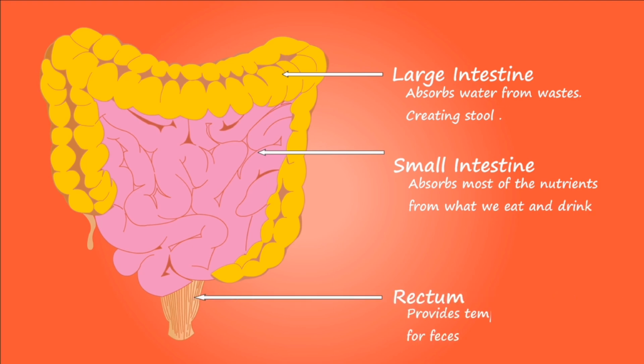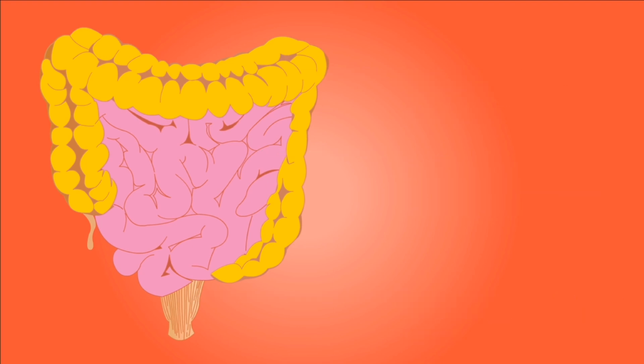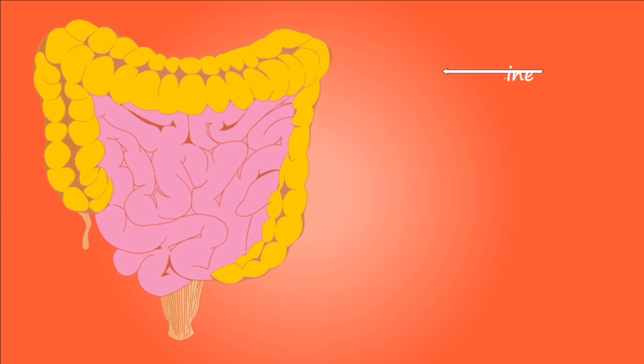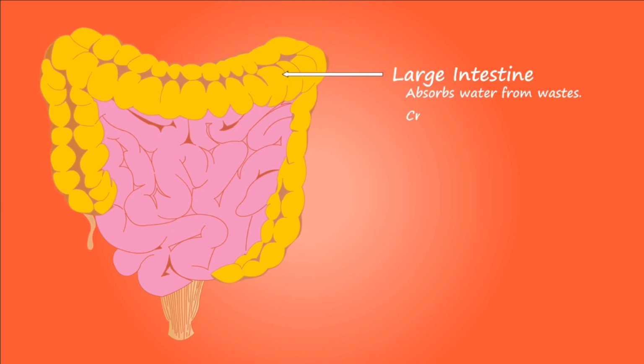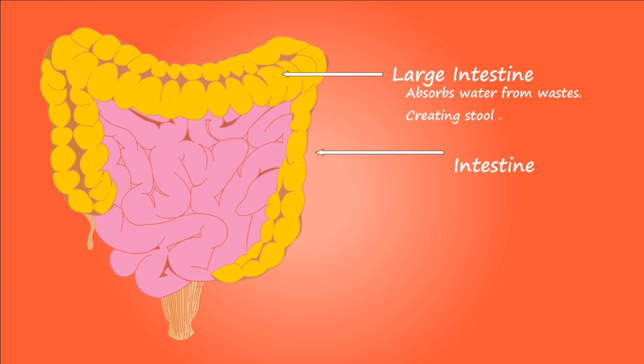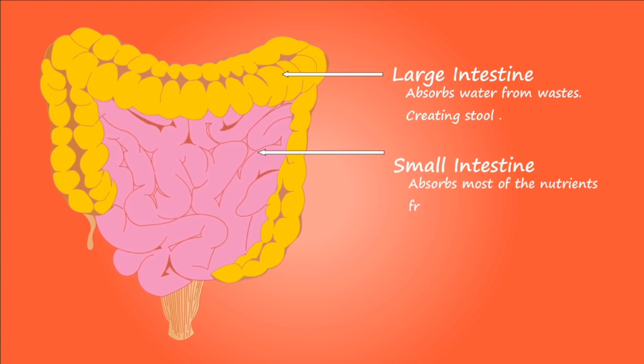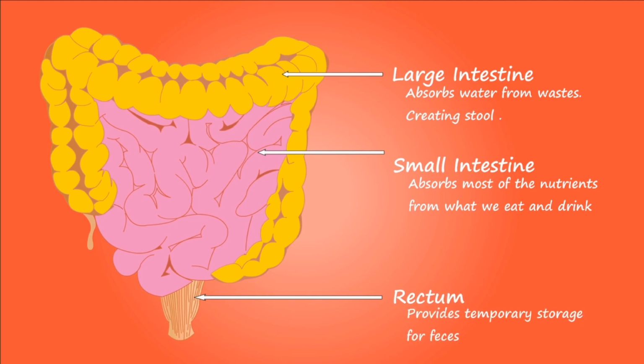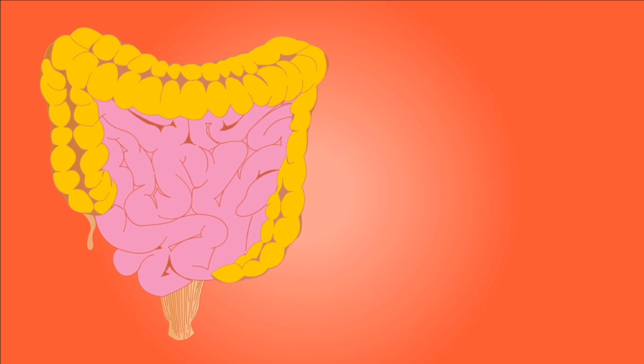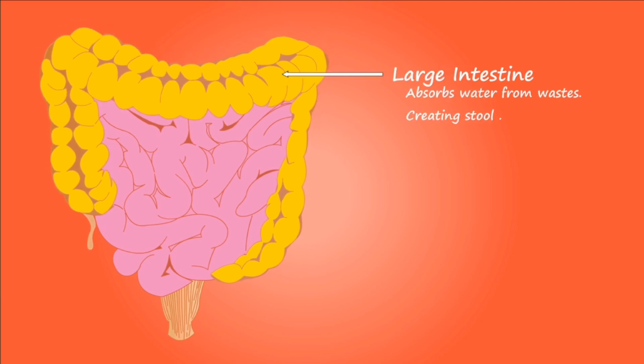Unlike the small intestine, the large intestine produces no digestive enzymes. Chemical digestion is completed in the small intestine before the chyme reaches the large intestine. Functions of the large intestine include the absorption of water and electrolytes and the elimination of feces.